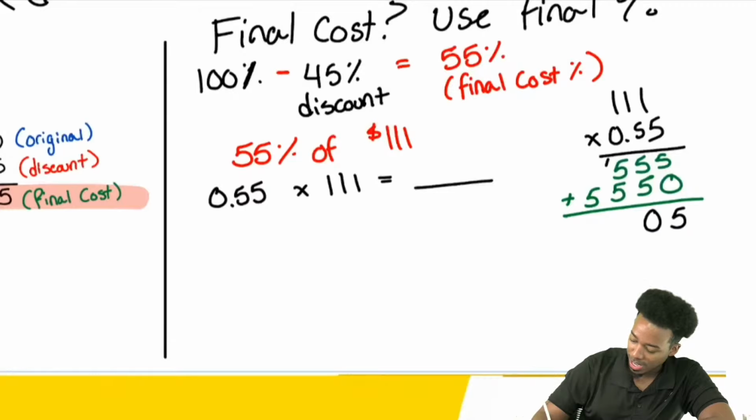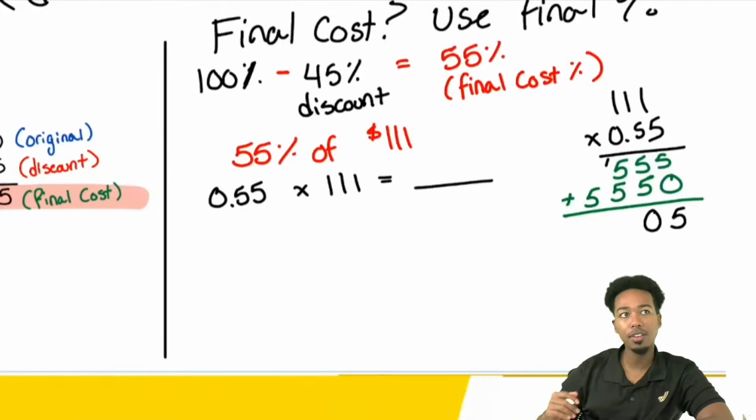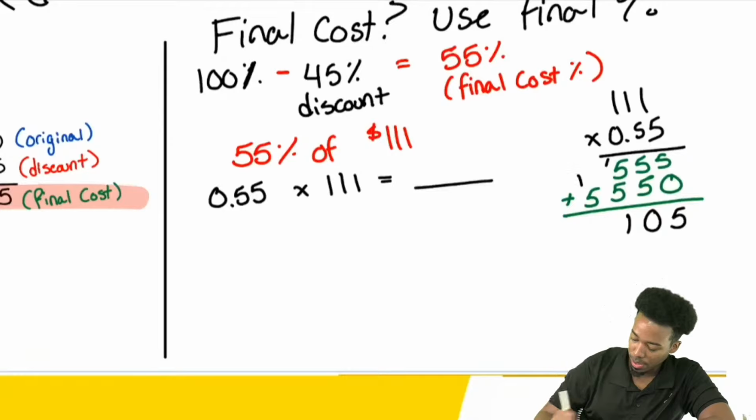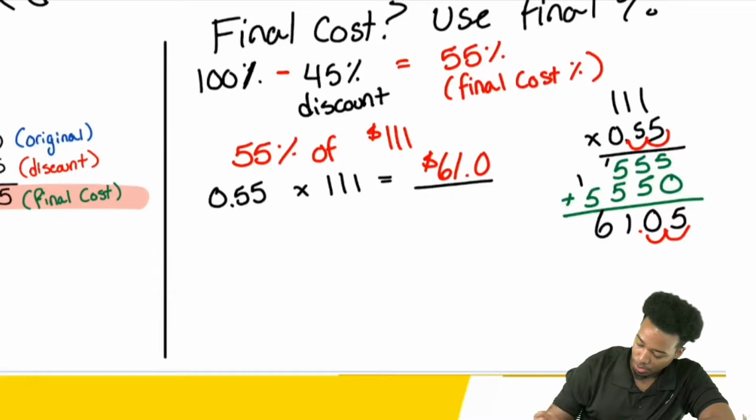5 plus 5 is 10. Carry the 1. 5 plus 5 is 10. Carry the 1 is 11. Carry the 1. 1 plus 5 is 6. And we have 2 decimal places here. 1, 2, 1, 2. The final cost is $61.05.